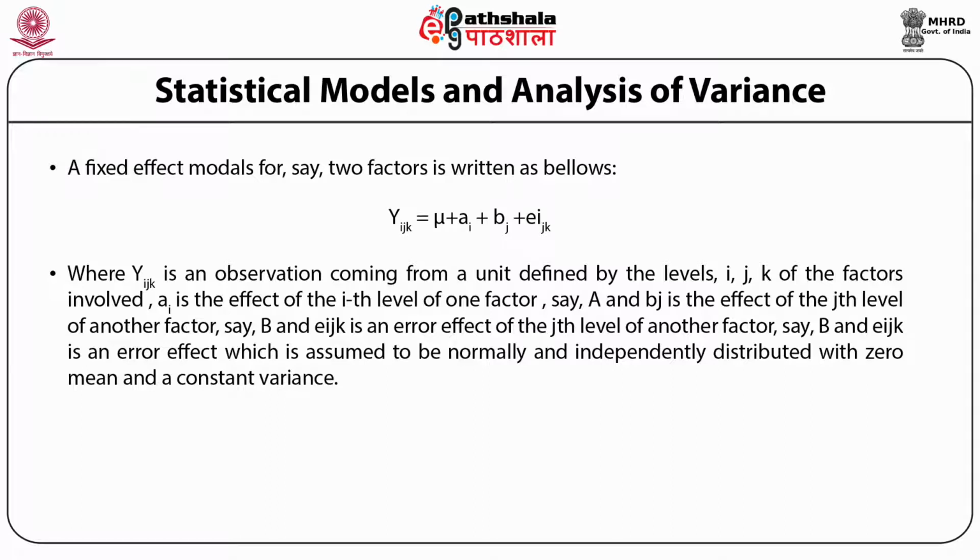Ai is the effect of the ith level of one factor, say A, and Bj is the effect of the jth level of another factor, say B, and Eijk is the error effect, which is assumed to be normally and independently distributed with zero mean and a constant variance.